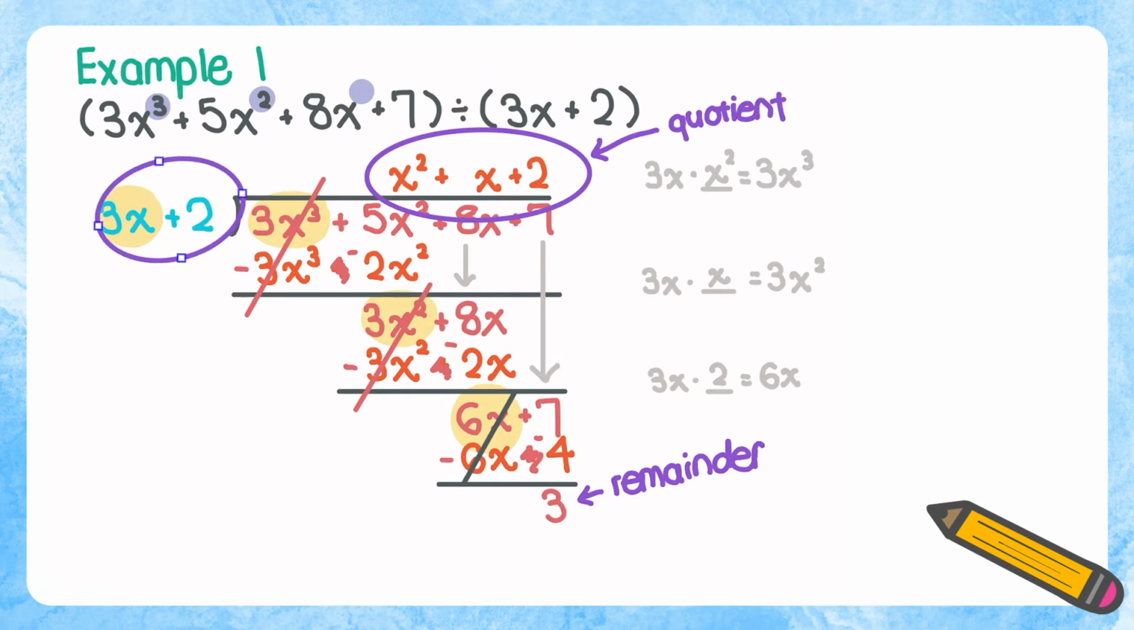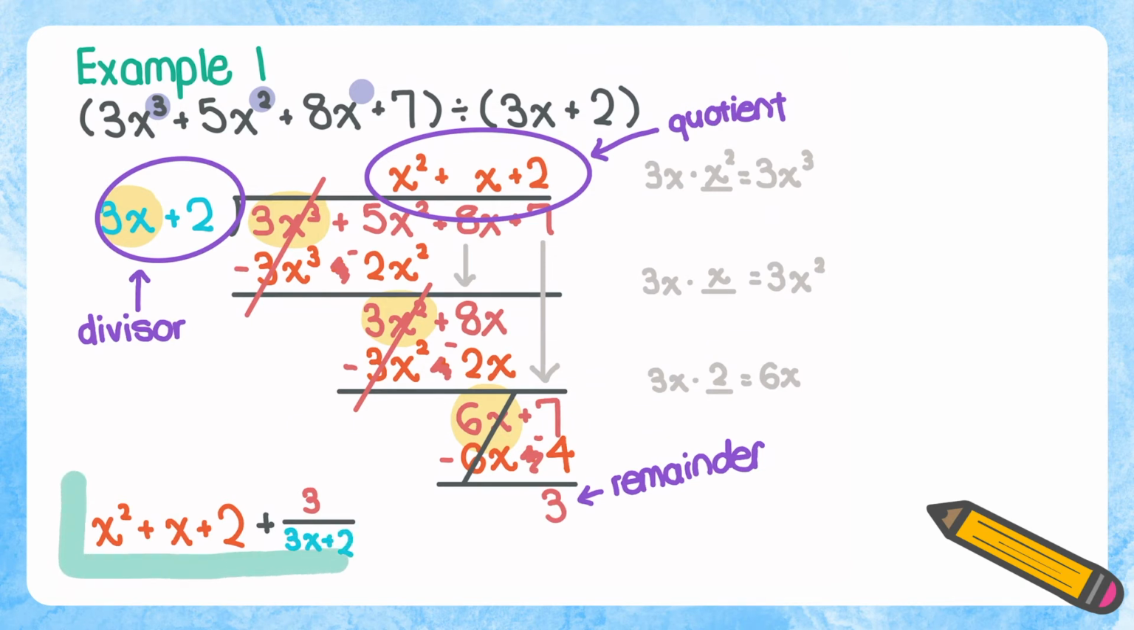And the 3x plus 2 is our divisor. And remember, our general form is the quotient plus the remainder over the divisor. So in this case, it would be x squared plus x plus 2 plus 3 over 3x plus 2. Again, it's the quotient plus the remainder over the divisor as our final answer.